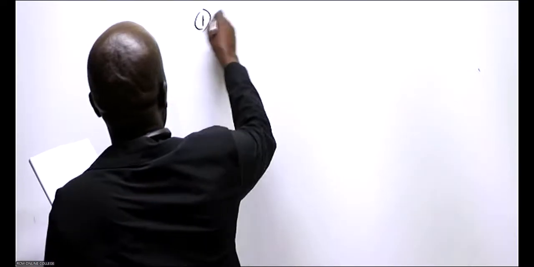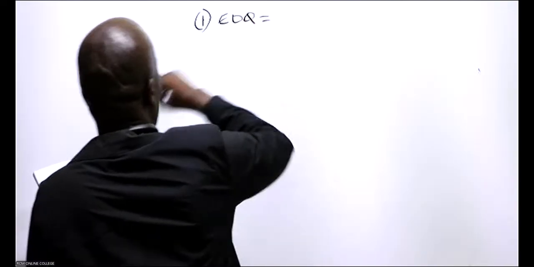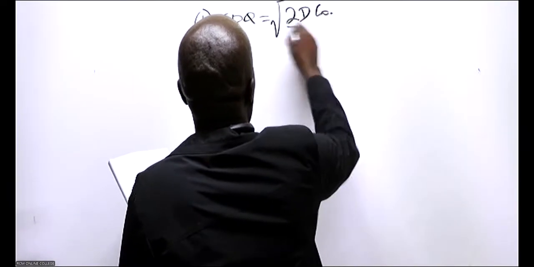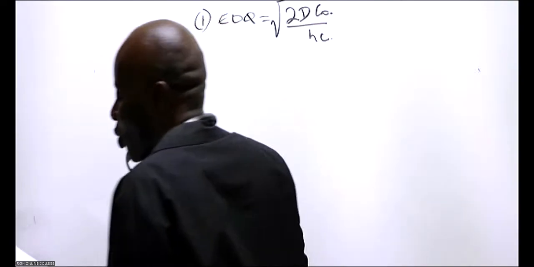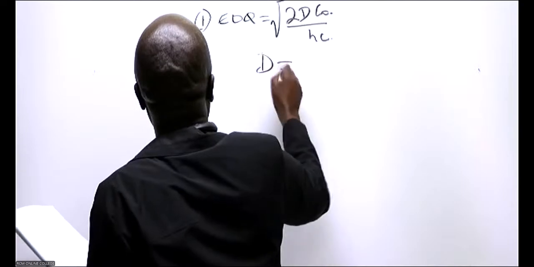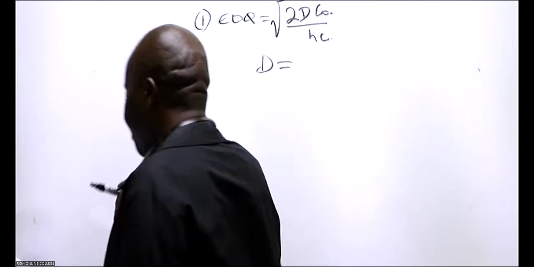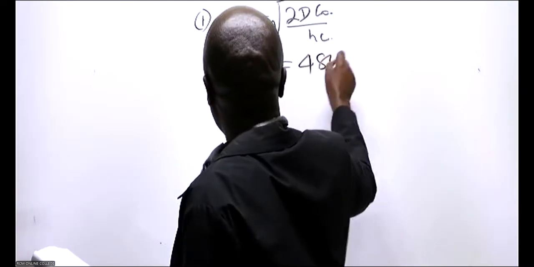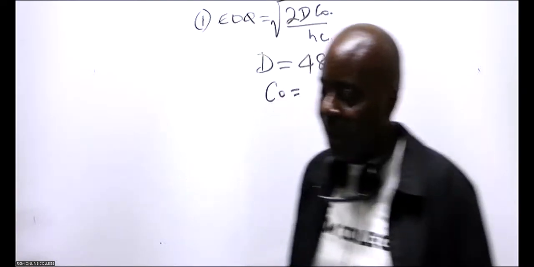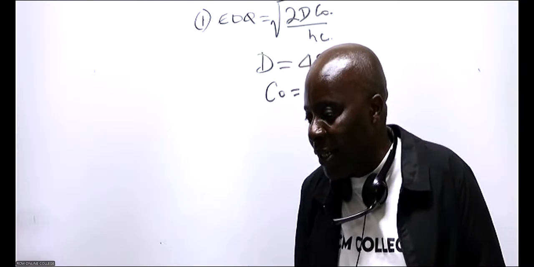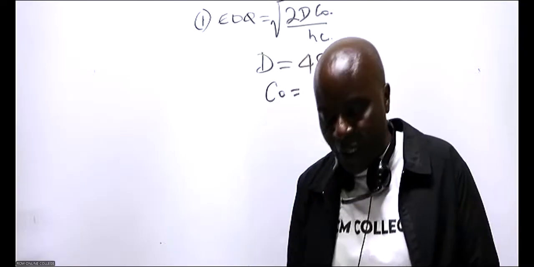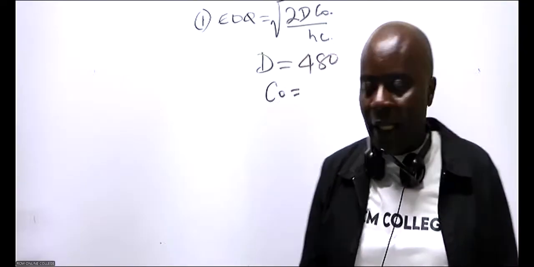Are you able to remember the formula for getting EOQ? Very easy. I know that EOQ will be equal to the square root of 2DCO over HC. Have they given me the annual demand? It's 480 mattresses. Have they given me the cost of ordering? It's 62.50.